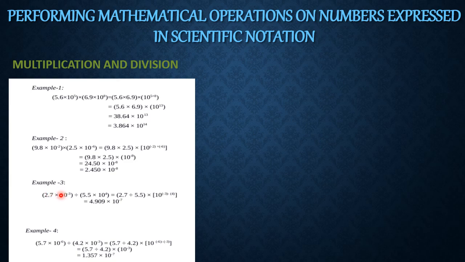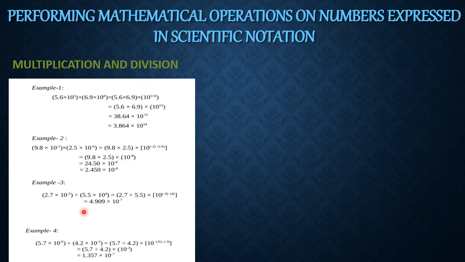2.7 into 10 to the power minus 3 divided by 5.5 into 10 to the power 4. As usual, normal division 2.7 by 5.5. This is the law of indices. The second law of indices says that a to the power m by a to the power n equals a to the power m minus n. That is applied here. So the answer is 4.909 into 10 to the power minus 7. Already it is in scientific notation, so no need to convert.